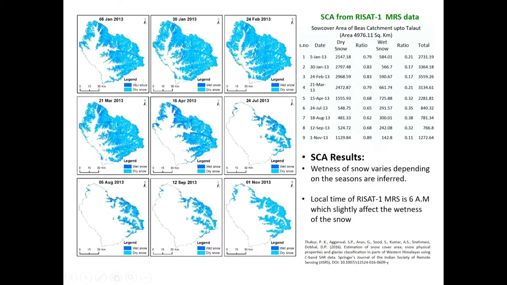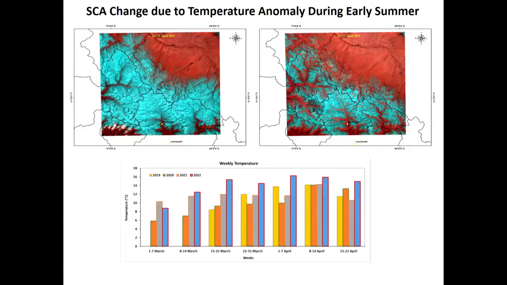Once we have done the snow cover mapping, we have differentiated between the dry and the wet snow. You can see here in some parts there is wet snow present in the area, and in most of the area it is dry snow. So this kind of analysis we can do. Now why am I talking about dry snow and wet snow?